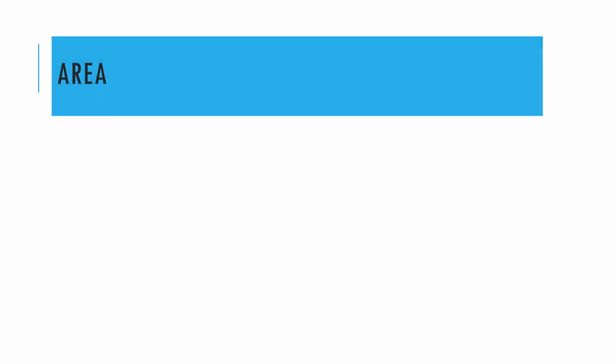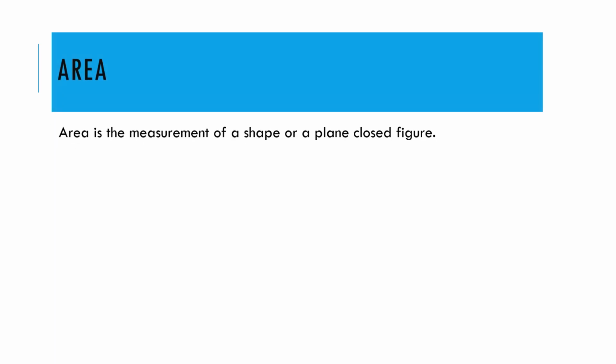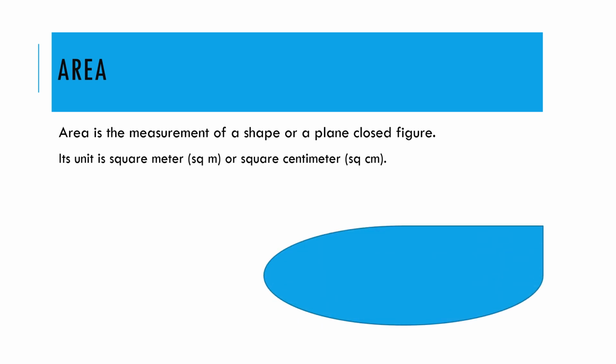What is area? Area is the surface measurement of a shape or a plane closed figure. Its unit is square meter or square centimeter, sq cm, sq m. For example, it is a shape, and the inside surface of the shape, or the measurement of the shape, is the area.